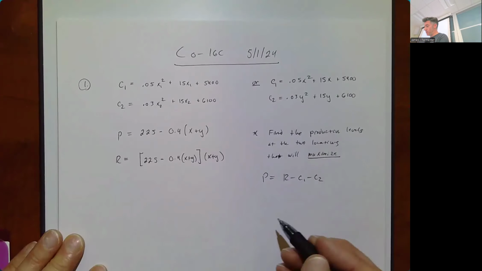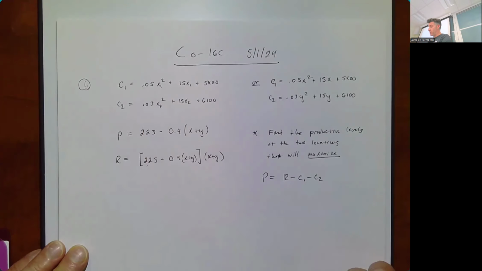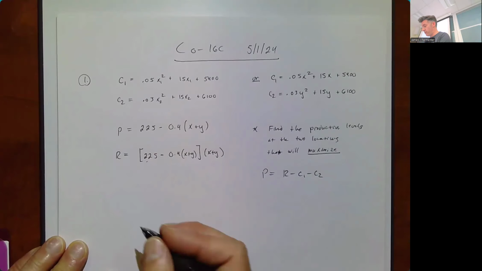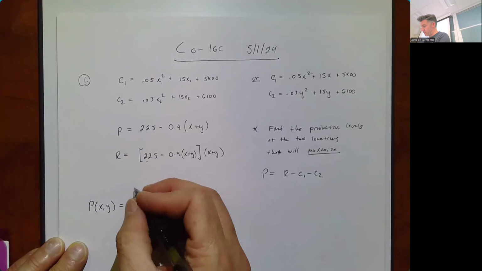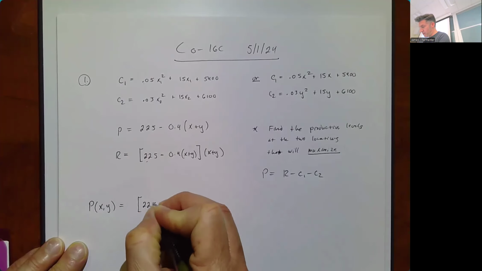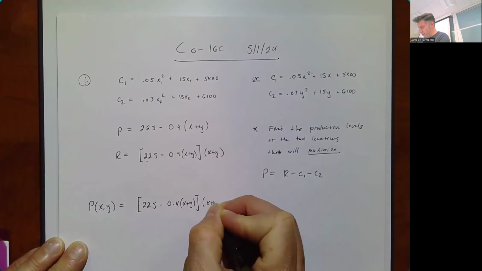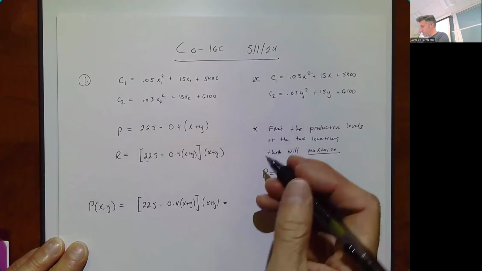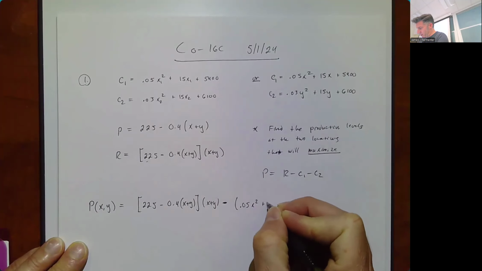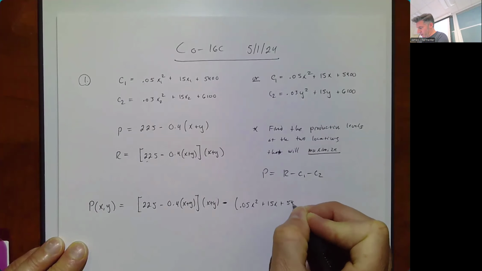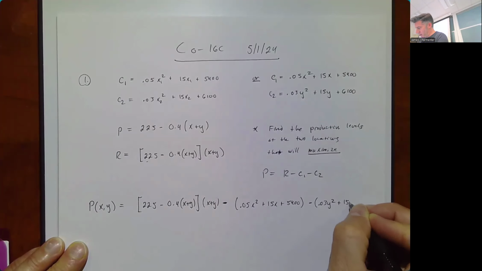We're going to write it down. We're going to substitute in the revenue function and the cost 1 and cost 2 functions. So it's going to be a little bit gross. Feel free to ask for clarification along the way. So our profit function as a function of X and Y is going to be this revenue equation: 225 minus 0.4 times (X plus Y), times (X plus Y), minus my cost equations. It's going to be minus (0.05 X squared plus 15X plus 5,400) minus (0.03 Y squared plus 15Y plus 6,100).